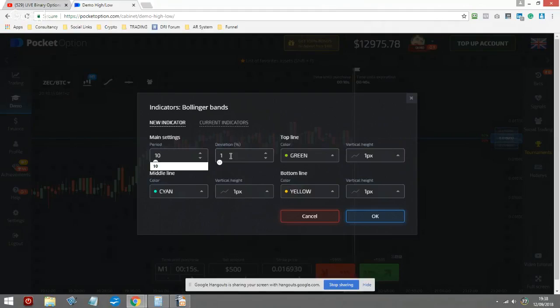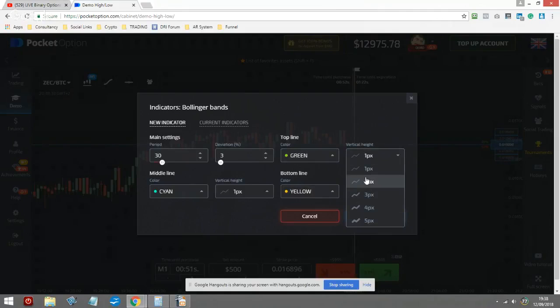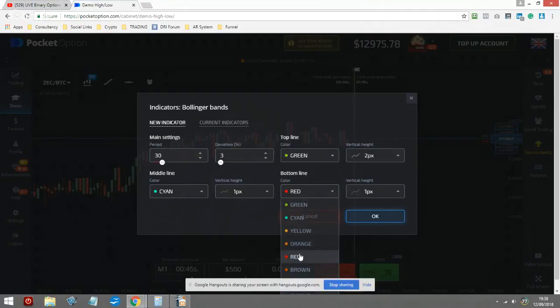So to give you an example, if I put 30 periods, which is 1 minute candles, and if we then put three on there, the green is our top line color, and we're going to make that quite thick, so we're going to put 2 pixels, and the bottom line, we're going to make that red, and 2 pixels as well, and then we're going to click OK.